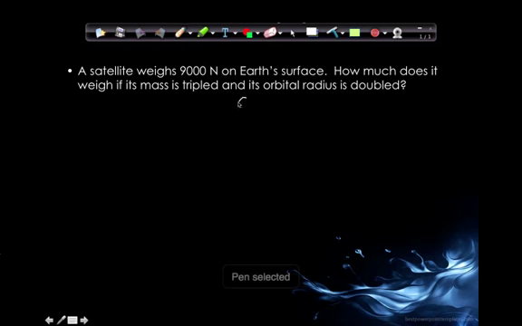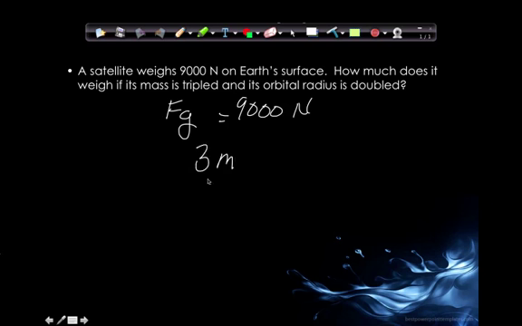Okay, so 9,000 newtons is actually the force of gravity. It says it weighs this much. Remember that weight is the same thing as force of gravity. So the force of gravity is equal to 9,000 here. And then we know that the mass goes up by a factor of 3, and the radius is going to double.